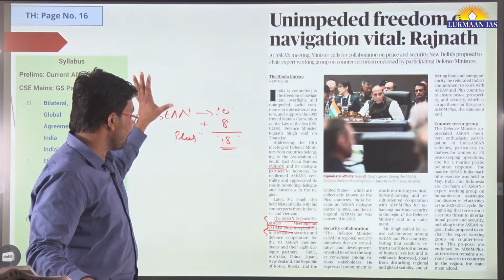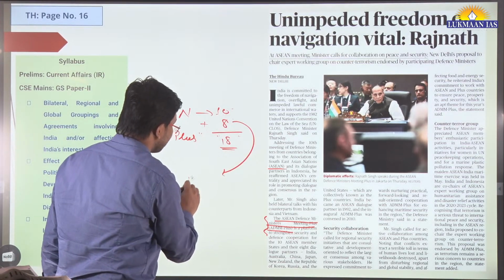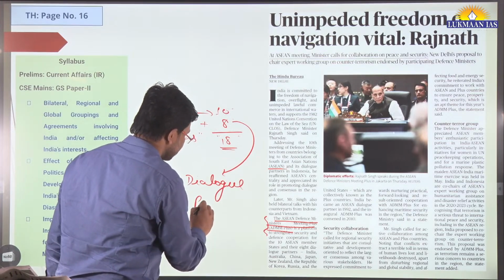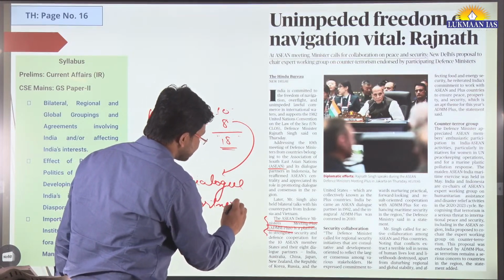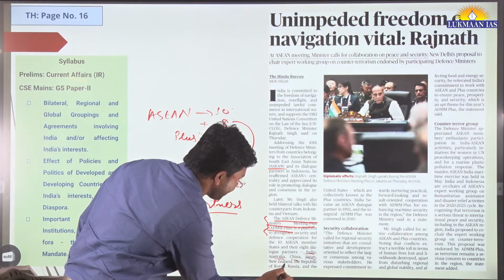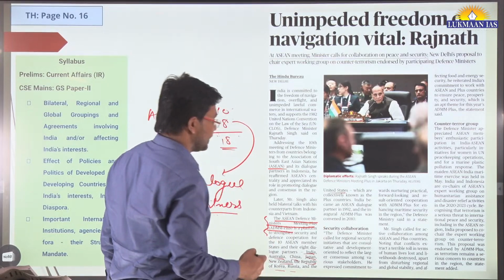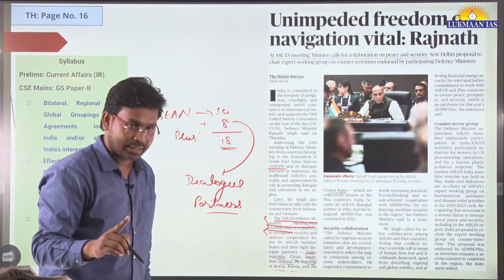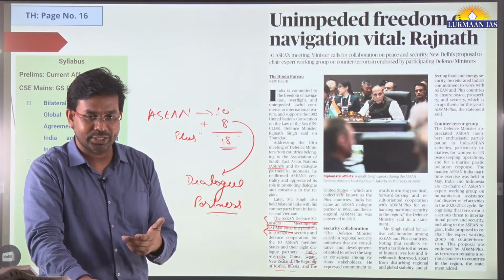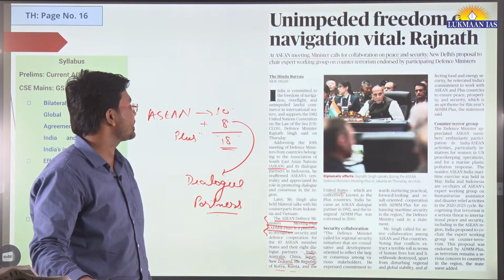And what are the 8 members? They are known as dialogue partners. So these dialogue partners' names are also mentioned. They are India, Australia, China, Japan, New Zealand, Republic of Korea, Russia, and the United States. They are dialogue partners to ASEAN. ASEAN stands for Association of Southeast Asian Nations. It has 10 member countries in all, right? So earlier also we have discussed.